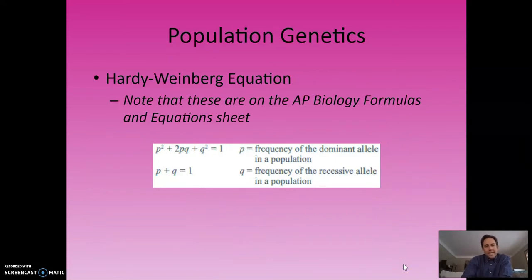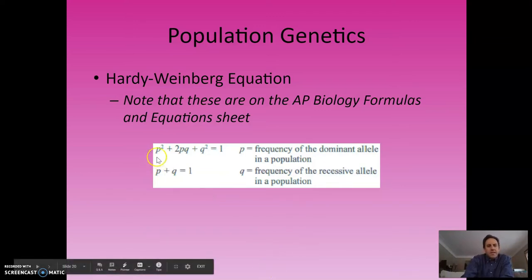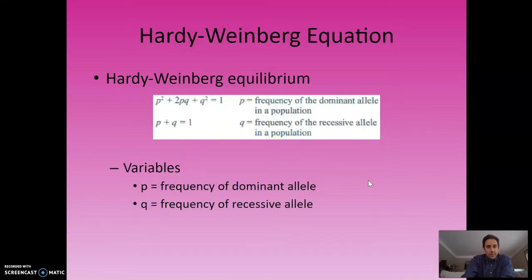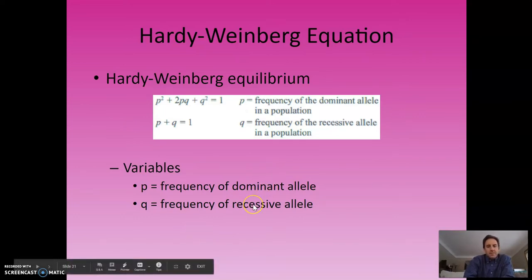So now we get mathy. And note that these equations we're about to go through are in your AP Biology formulas and equation sheet. So you want to pull that up. If you don't have it, it's in Schoology, somewhere in that white administrative nuts and bolts folder. But here are these two equations: p squared plus 2pq plus q squared is equal to 1, and p plus q is equal to 1. And p is the frequency of the dominant allele in a population. q is the frequency of the recessive allele in the population. So there are our equations. Write those down for sure. And then here are our variables: p is the dominant, q is the recessive.